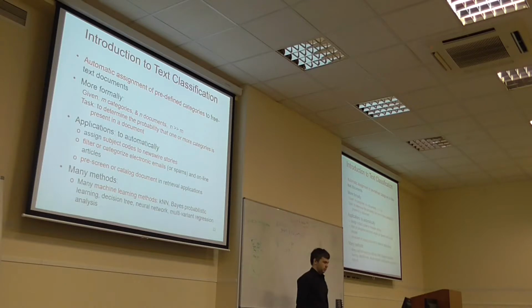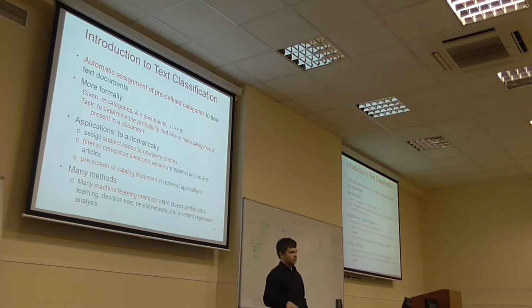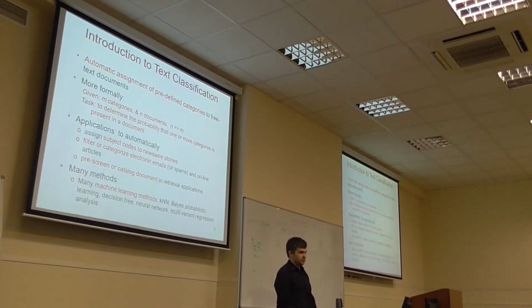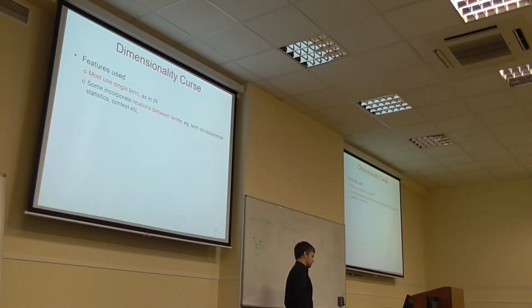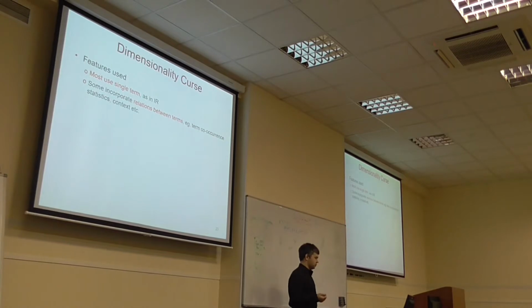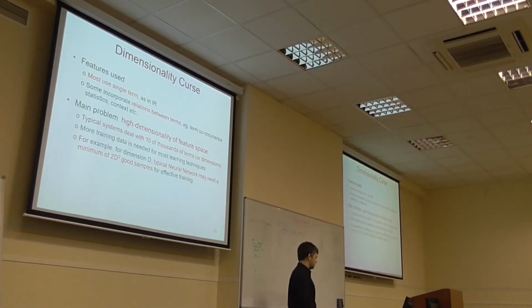Another is a catalog of documents. And you have many machine learning tools. You have nearest neighbors, you have Bayesian probabilistic learning, you have decision trees, and neural networks, and regression analysis, and so on. And actually they belong to different families. Some of them are purely regression based. Others are probabilistic. And for this we can use single terms as features, or we can use some relationship between terms.